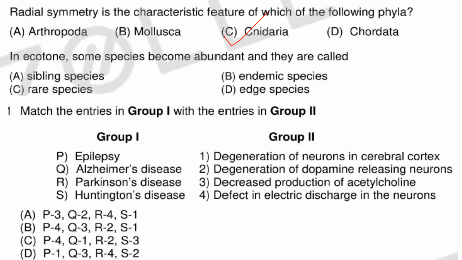In ecotone, some species become abundant and they are called. So what is an ecotone? It is a transitional zone between two or more distinct ecological communities. That is, a transitional zone will be present between a terrestrial and aquatic ecosystem. That is called as ecotone.